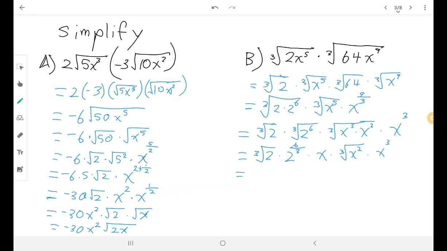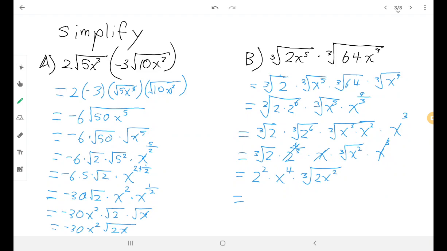So now, let me start dealing with everything that I've got here. I've got 6 divided by 3, which is 2, so this is 2 to the 2nd. I've got an x times an x to the 3rd, so that's x to the 4th. So I've taken care of that, I've taken care of that, I've taken care of that. And then I've got cube root of 2 and cube root of x squared, which I can put together inside of a cube root and call it the cube root of 2x squared.